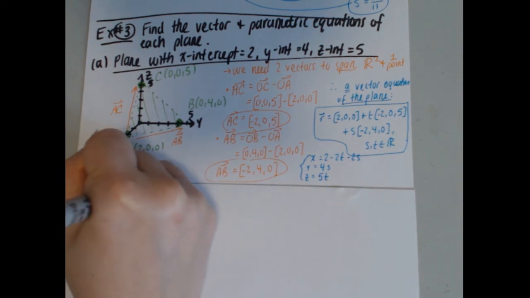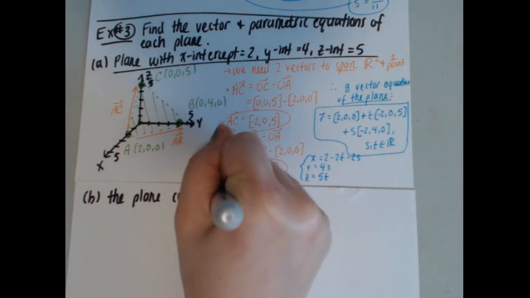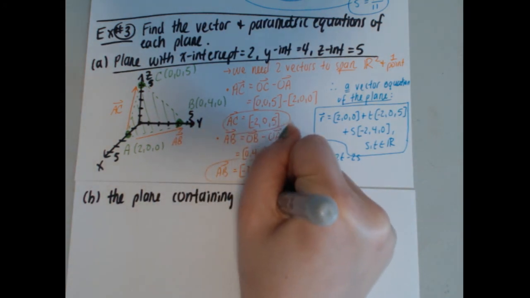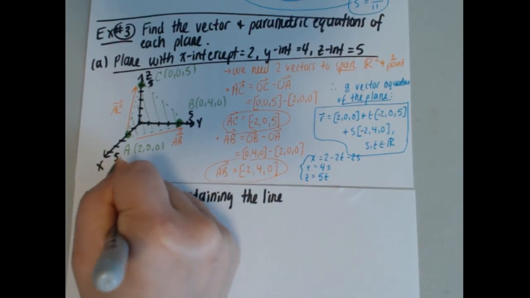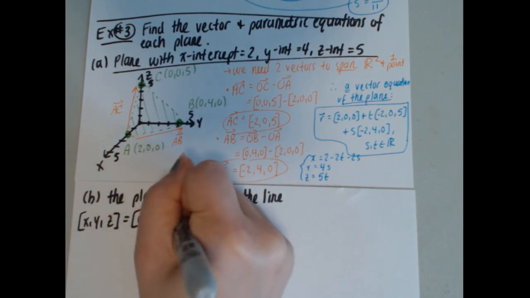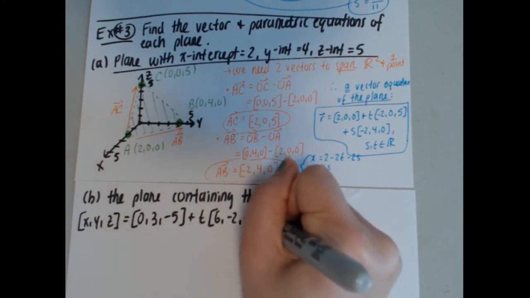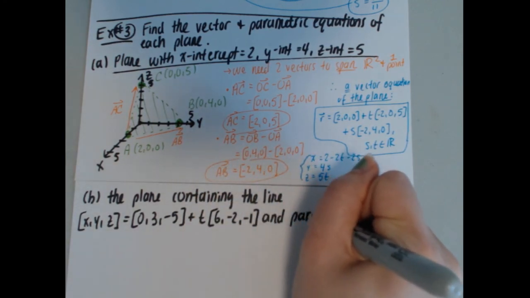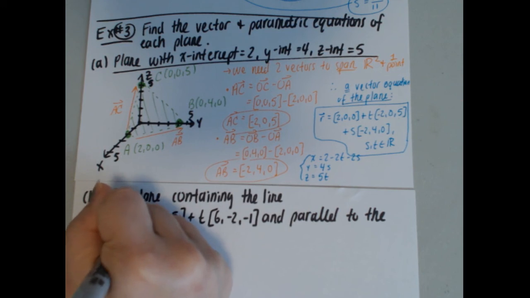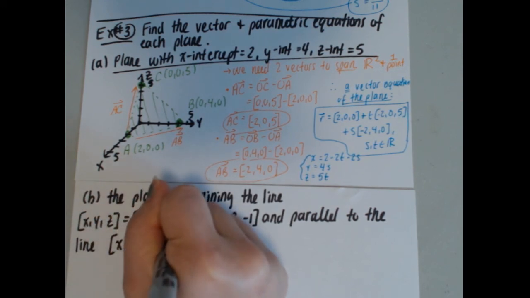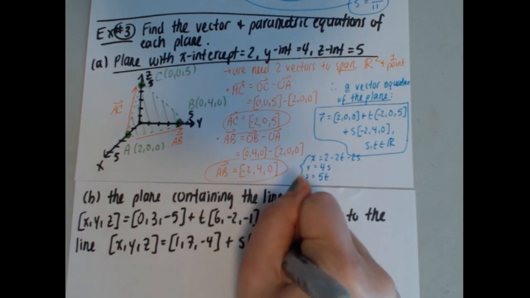So for part B, it's for the plane containing the line, let me write it here, (x, y, z) = (0, 3, -5) + t(6, -2, -1), and parallel to the line (x, y, z) = (1, 7, -4) + s(1, -3, 3).